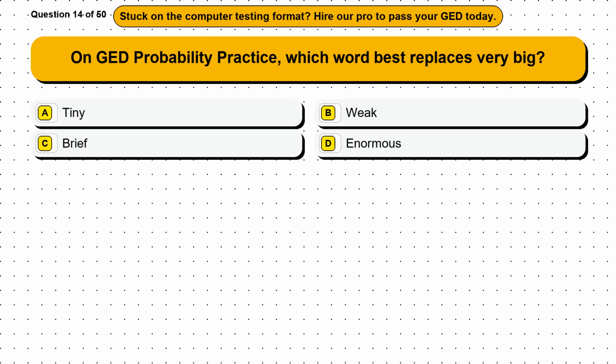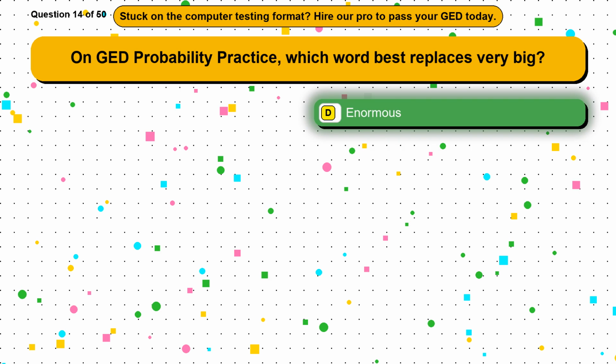Question 14. On GED probability practice, which word best replaces very big? Option A, tiny. Option B, weak. Option C, brief. Option D, enormous. The correct answer is option D, enormous.